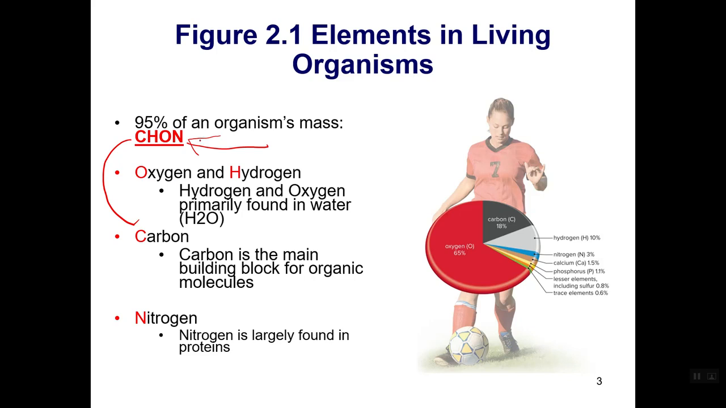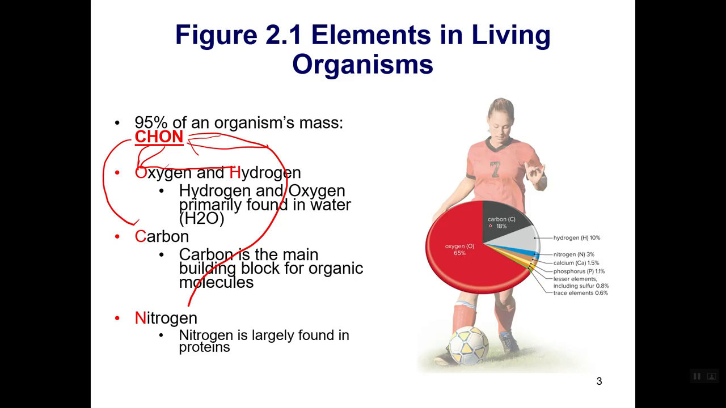Oxygen and hydrogen is primarily found in water in the body. Most of our body is actually made up of water. And then lastly, the N stands for nitrogen. So nitrogen is largely found in proteins. Our body has hundreds of thousands of different types of proteins that makes our body function properly.